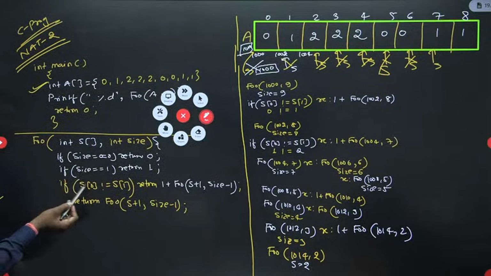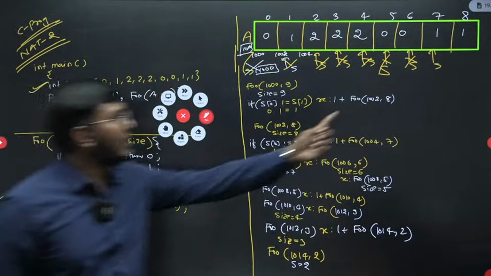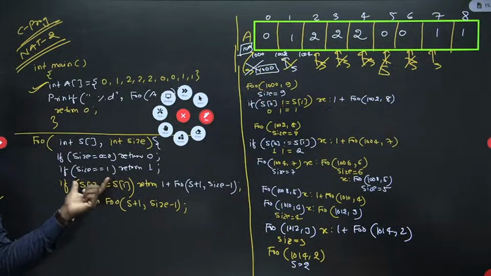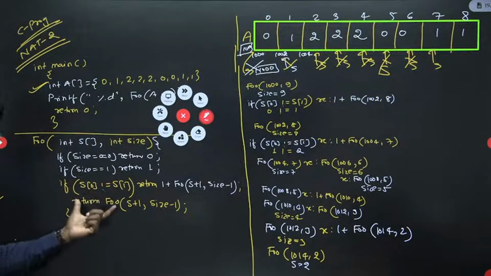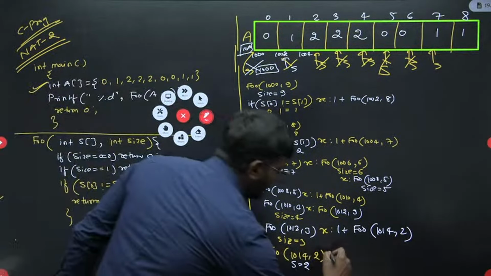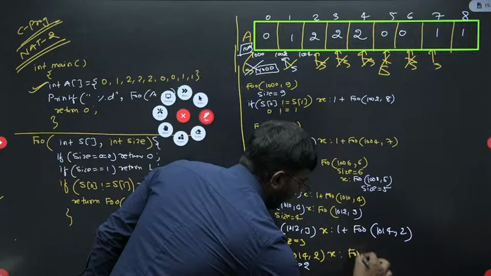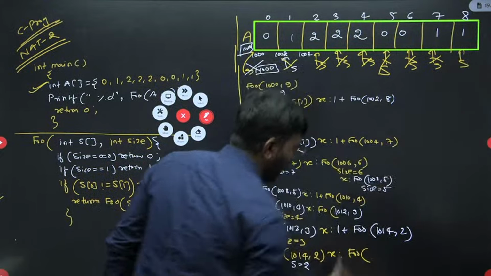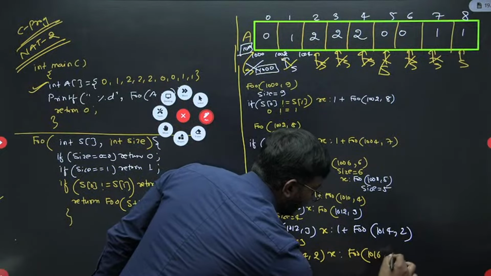Then check here. What is S of 0? S of 0 is 1 and S of 1 is only 1. So both are same. Both are same means the if condition is false. If condition is false, then execute this part here. Then here return the value foo of S plus 1, that is this location, it means here 1016, comma 1.